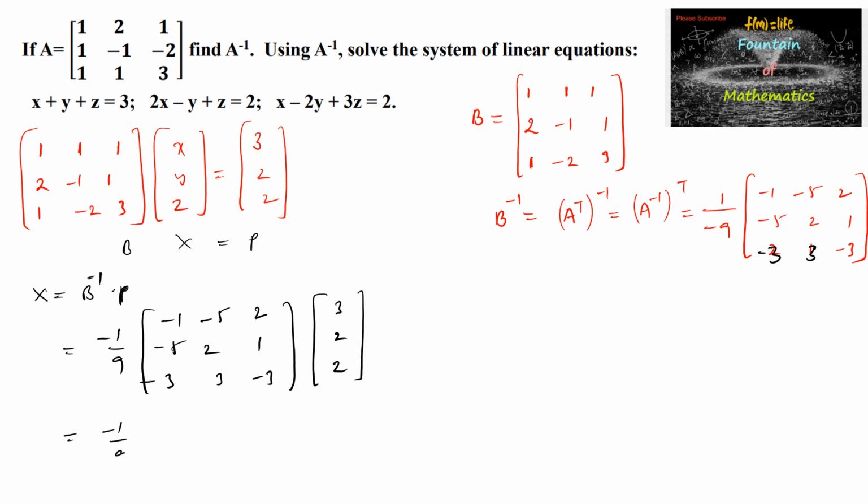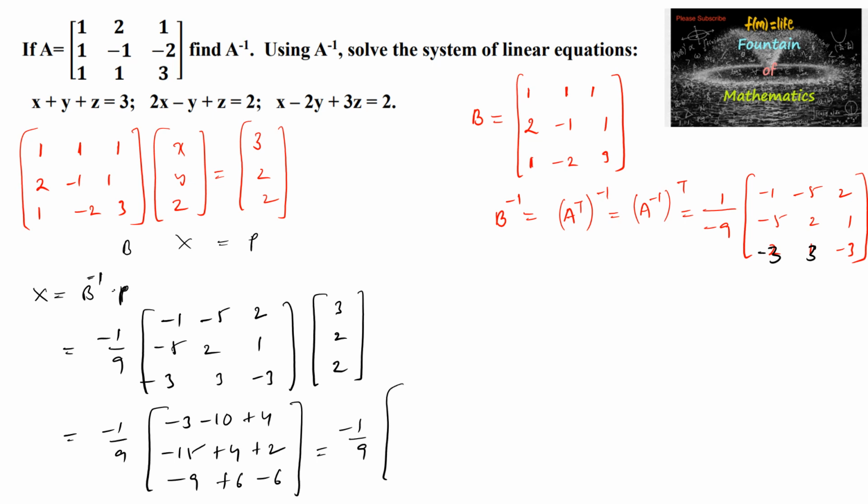equal to minus 1 by 9 times matrix multiplication, row with column. So minus 1 into 3 is negative 3, minus 5 into 2 is negative 10, and 2 into 2 is plus 4, and the second row, minus 5 into 3 is minus 15, and plus 2 into 2 is 4, plus 1 into 2 is 2, and third row, minus 3 into 3 is negative 9, and 3 into 2 is plus 6, and again minus 6. So we can write minus 1 by 9 times of minus 13 plus 4 is minus 9, and here it is minus 15 plus 6 is minus 9, and again minus 9.